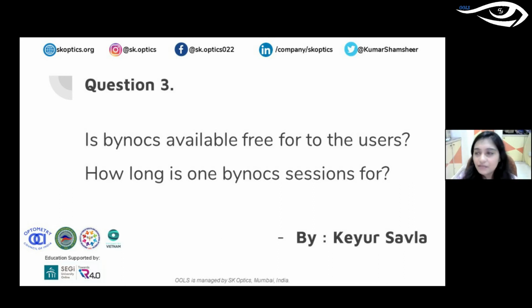Binocs is not available for free. You need to create an account with Binocs, and one session lasts for about 25 to 30 minutes. Again, you said it can be done online, meaning at home, and you can also call patients to your office and do the vision therapy. Whether it is office-based or home-based treatment, the therapy will remain the same and it will be the same 25 to 30 minutes.